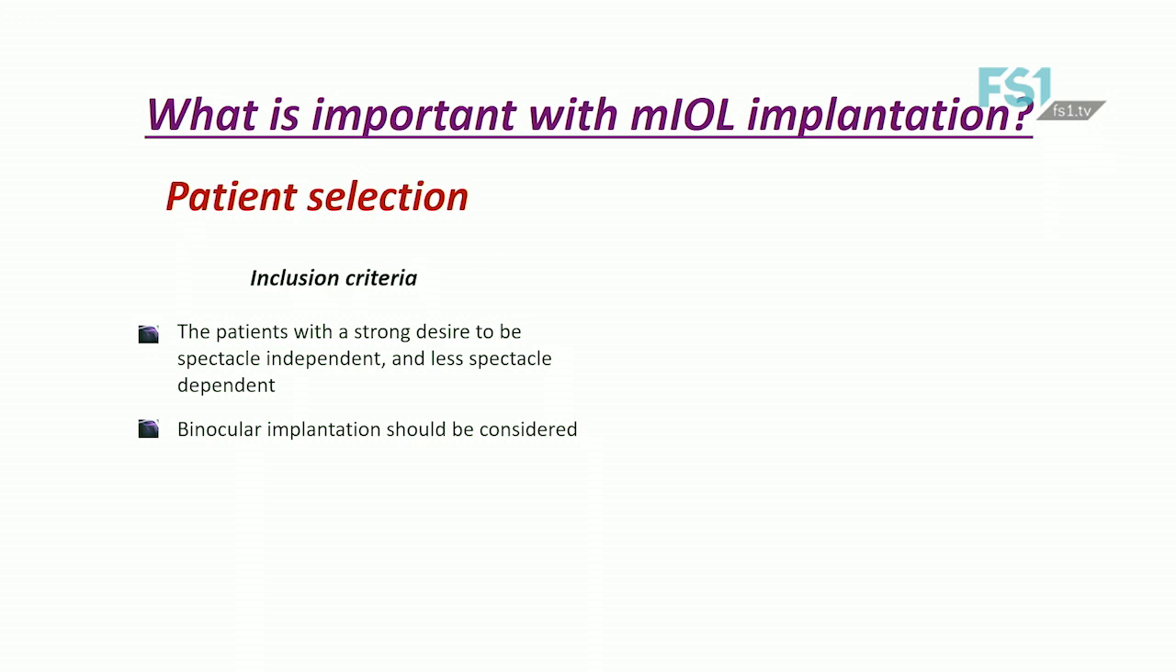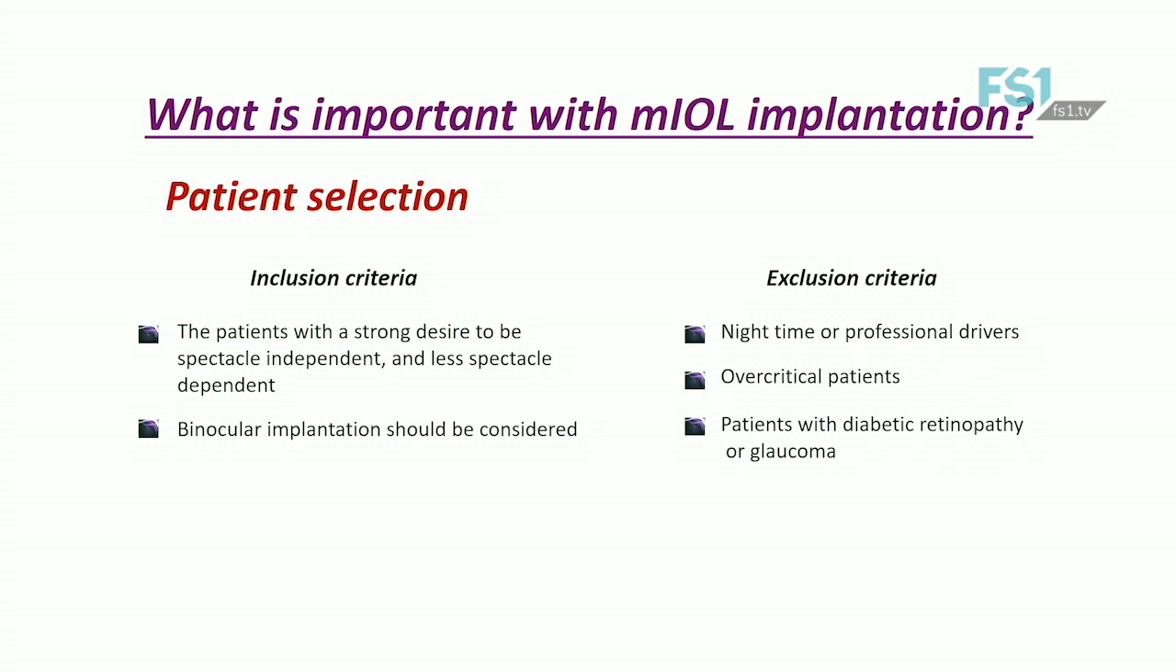So inclusion criteria: the patient with a strong desire to be spectacle independent or less spectacle dependent. And of course, binocular implantation should be considered. You cannot implant a multifocal IOL in one eye and just a monofocal in the other one. If you want a really proper result, both eyes have to be implanted with multifocal IOL. An exclusion criterion is nighttime or professional drivers, as I already showed you in the photo with night lights and evening lights, which can bring really big problems during driving, and it's really dangerous.